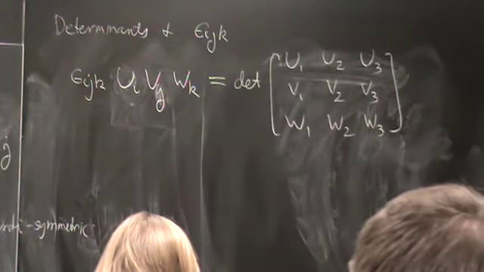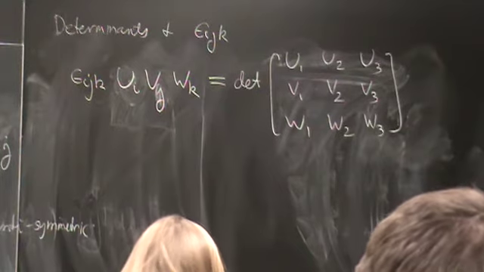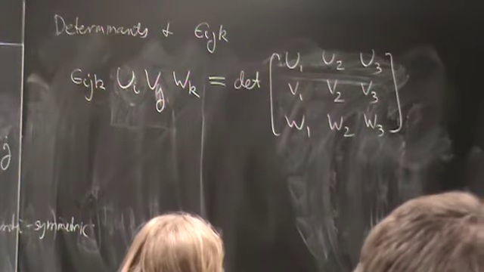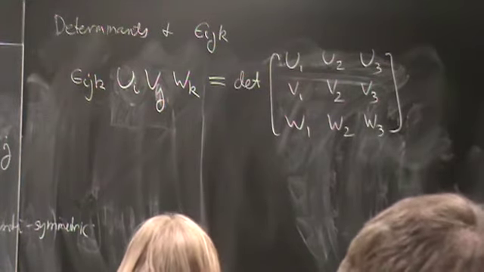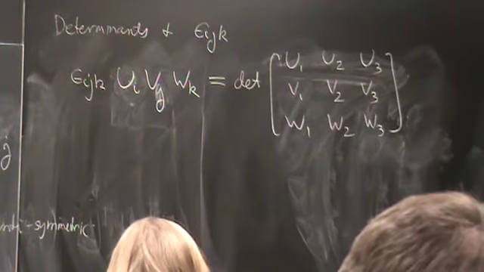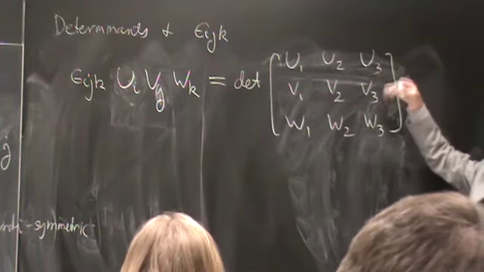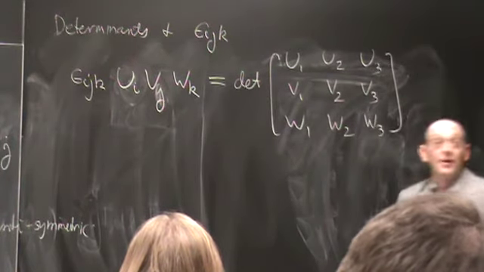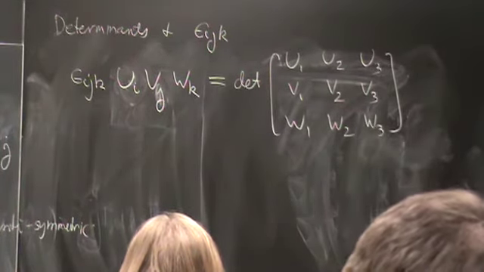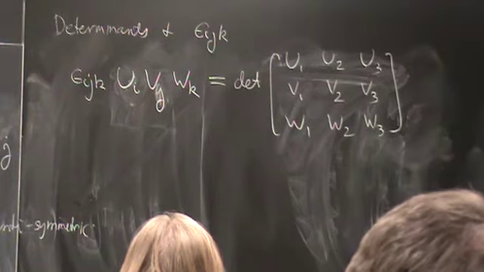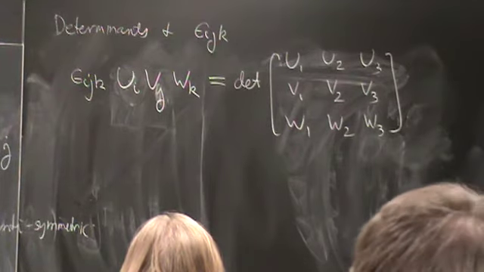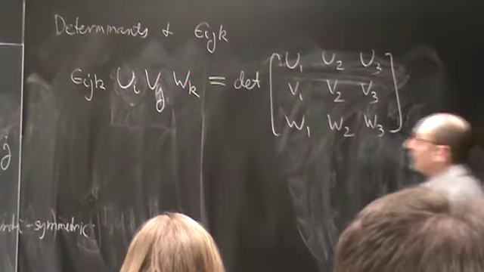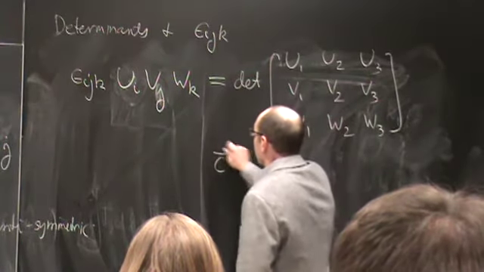Right? Because if you switch any row or column, the determinant is minus itself. And if any two rows are equal, then this is also 0, as you would expect. Alrighty, so from that we recall the following relationship.